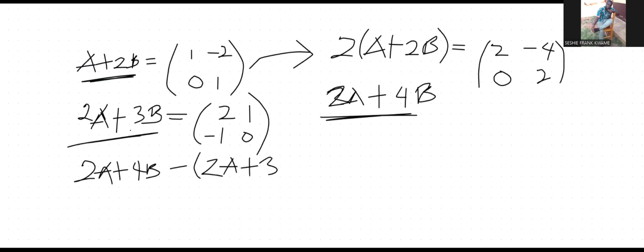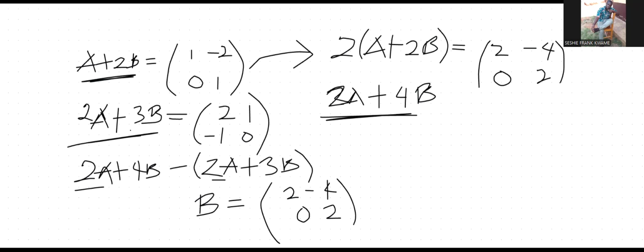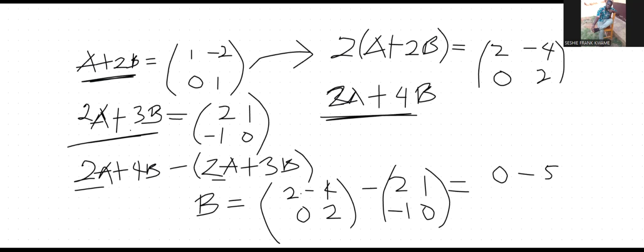So 2A minus 2A is 0, 4B minus 3B is B. So if I subtract, I'm going to get B. So what would that be? 2, negative 4, 0, 2 minus this one, 2, 1, negative 1, 0. So what would that be? 2 minus 2, 0. Negative 4 minus 1, negative 5. 0 minus negative 1, that's 0 plus 1, 1. 2 minus 0 is also 2. This is the result for B.